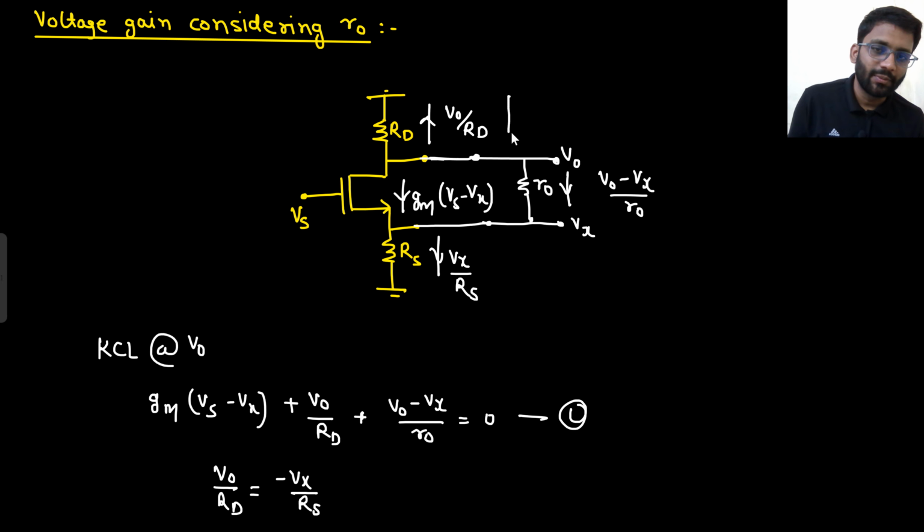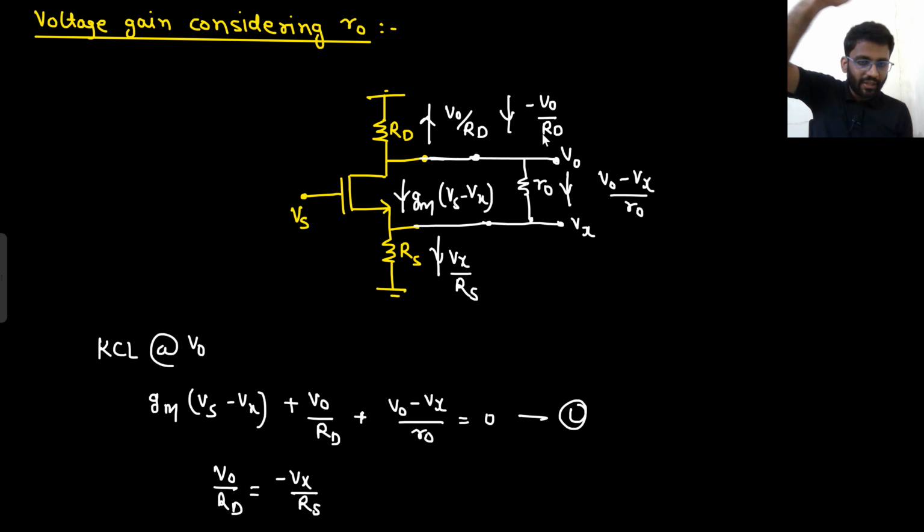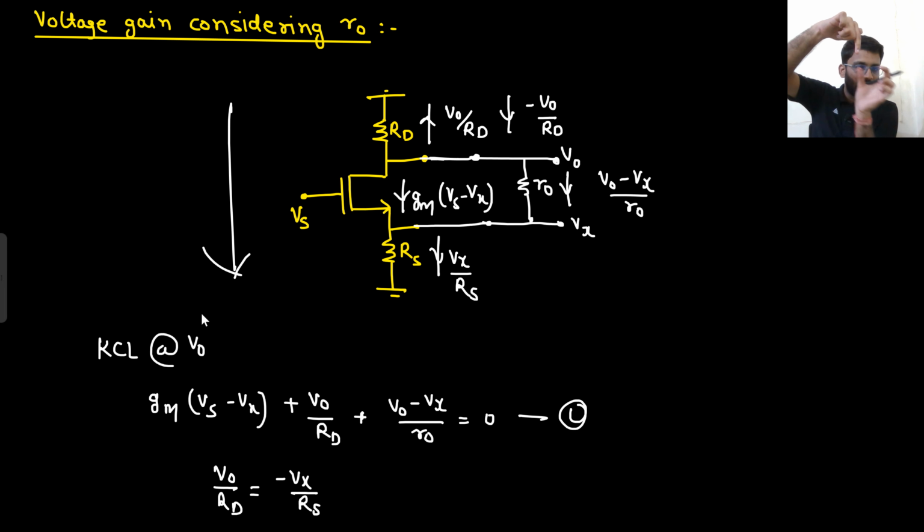Let's assume this current is minus V0 by RD. This minus V0 by RD will be divided into MOSFET and R0, then again added and then went down. So this current is the same. Minus V0 by RD is coming, divided into MOS and R0 resistance, then again came down. Are you getting this point? Right? So minus V0 by RD is equal to VX by RS.